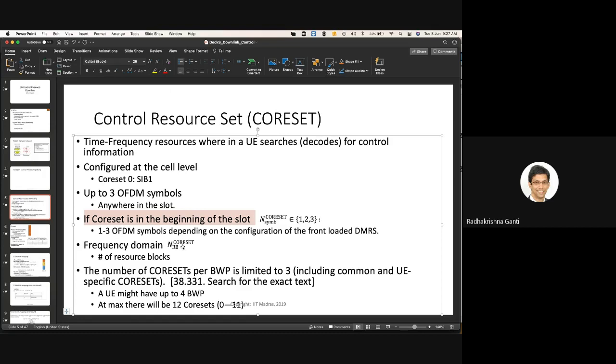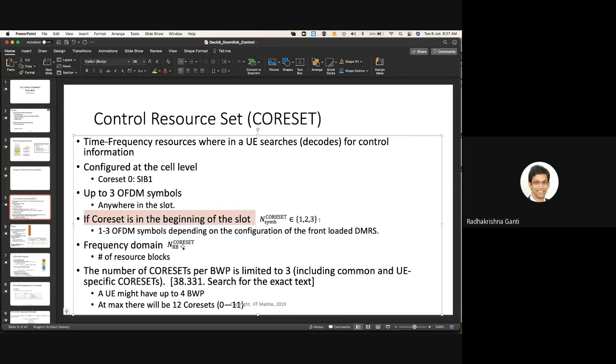Again, these are specified. We will look at the specs in a little while. The number of CORESETs per bandwidth part is limited to 3 for the UE. You have to configure this, and the limit of 3 includes the common and the UE-specific CORESETs. So when we say limited to 3, what does it mean? 3 symbols, or 3 subcarriers, or what? It is limited to 3 CORESETs.